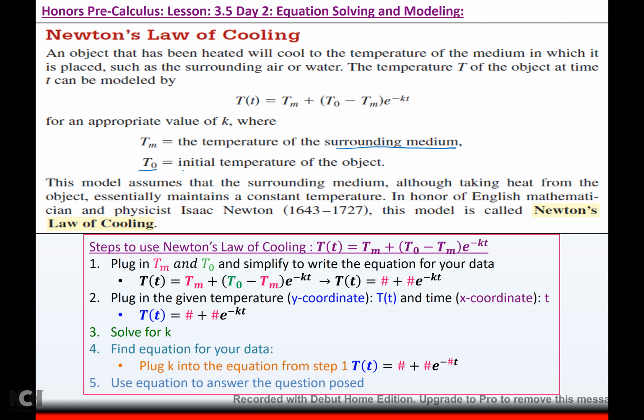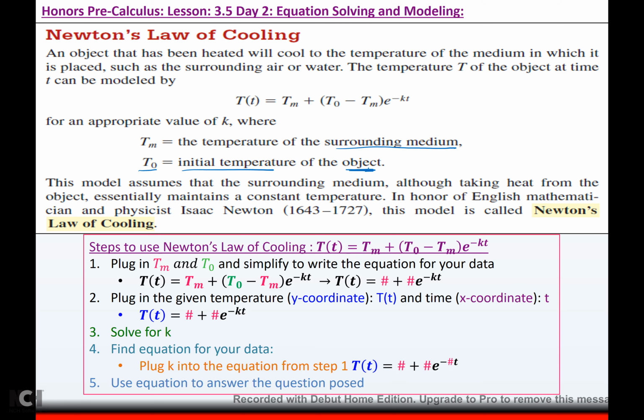T sub naught is the initial temperature of the object. So this model assumes that the surrounding medium, although taking heat from the object, essentially maintains a constant temperature. In honor of English mathematician and physicist Isaac Newton, this model is called Newton's law of cooling.